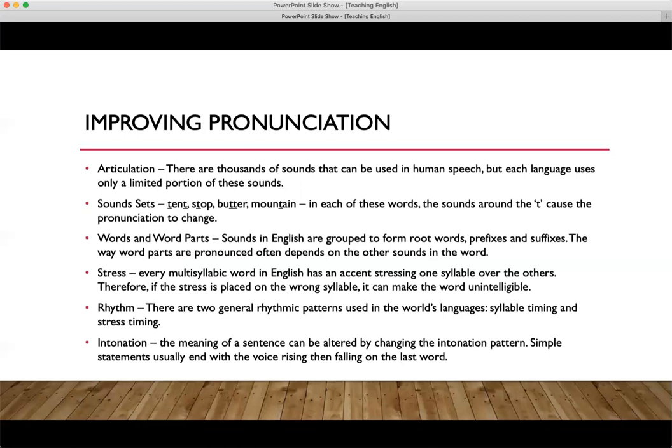Intonation. The meaning of a sentence can be altered by changing the intonation pattern. Simple statements usually end with the voice rising, then falling on the last word. Intonation is an important part of the meaning of a sentence. Sometimes beginning students need to practice a sentence in segments before they can manage the whole sentence. Think about intonation.